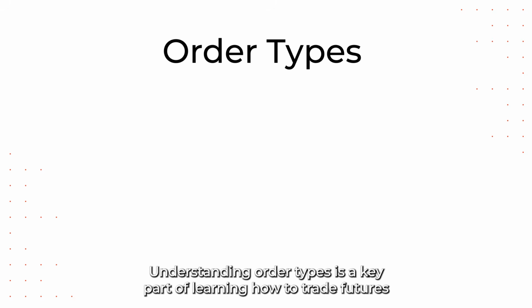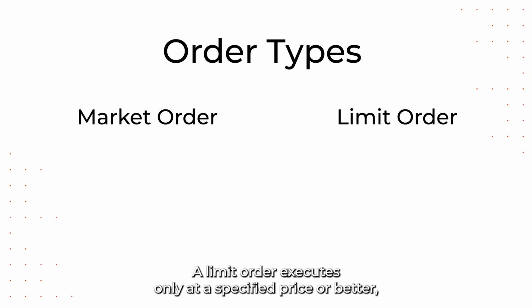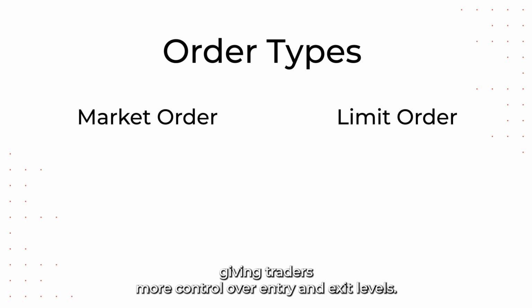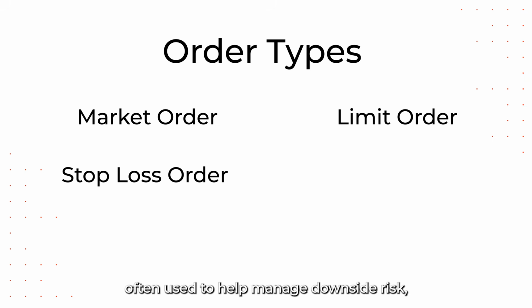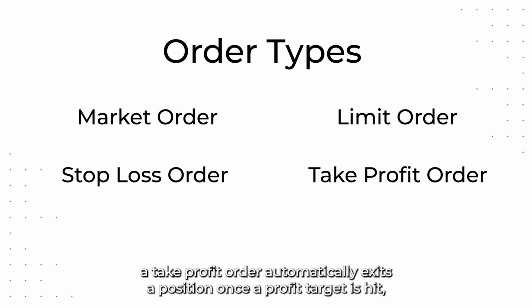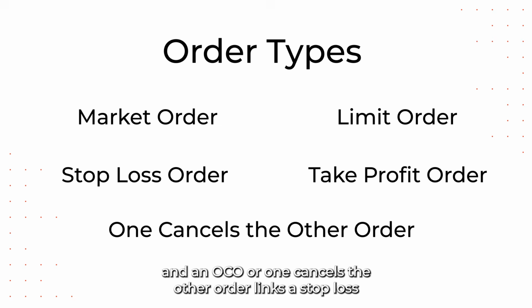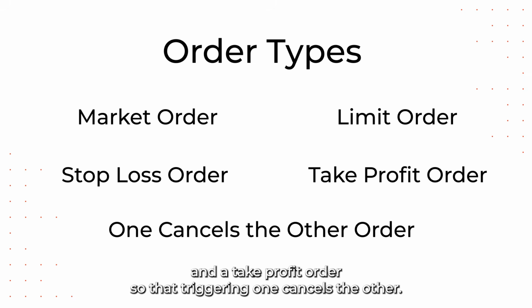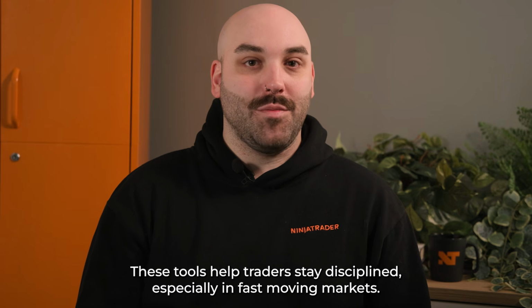Understanding order types is a key part of learning how to trade futures. A market order executes immediately at the best available price. A limit order executes only at a specified price or better, giving traders more control over entry and exit levels. A stop-loss order closes a position once a predefined price is reached, often used to help manage downside risk. A take-profit order automatically exits a position once a profit target is hit. And an OCO, or one cancels the other order, links a stop-loss and a take-profit order so that triggering one cancels the other. These tools help traders stay disciplined, especially in fast-moving markets.